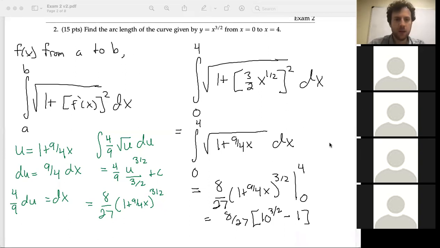Okay. Other questions about this? Or again, any types of problems you'd like to see other than just working through this exam from front to back?